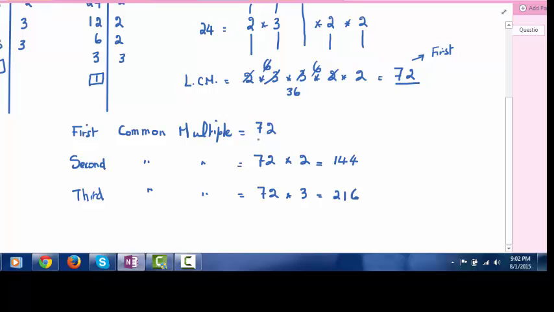Why? Because if from the beginning you found the wrong first common multiple, the second and the third will be wrong too. So this is how we can answer this different kind of question, and this is the difference between the multiples and the factors. I hope you understood this lesson, and the next lesson is going to be unit 1 lesson 3. Thank you.